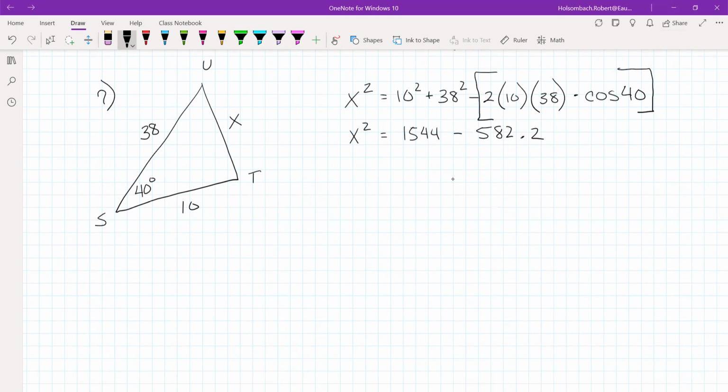So now what we're going to do is we're going to find the square root of each side. So our x on the left is equal to the square root of 1544 minus 582.2, which is 961.8. And while that's sitting on your screen, push the square root button, and I get 31.